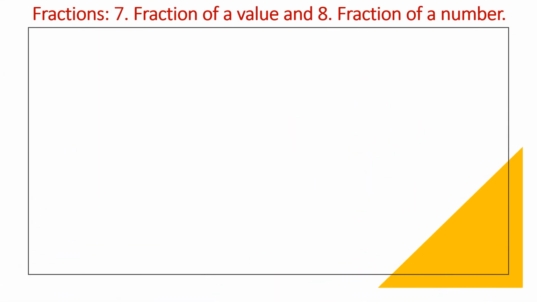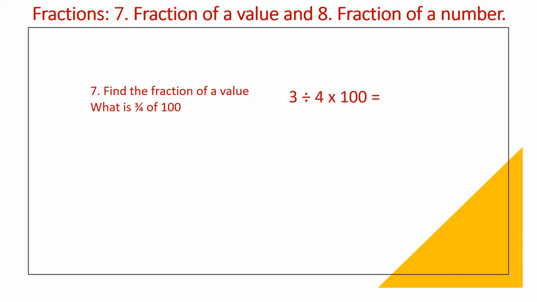Now, to finish off, let's find the fraction of a value and the fraction of a number. So to find the fraction of a value is fairly simple. Again, you heard me saying this line here is the dividing line. So you just take 3, divide it by 4, and you multiply it by 100, and that gives you a value of 75. So 75 is 3/4 of 100, and hopefully from experience you can see that.